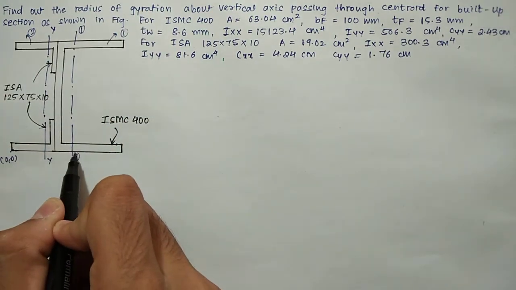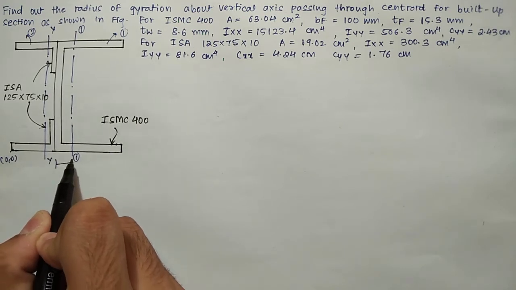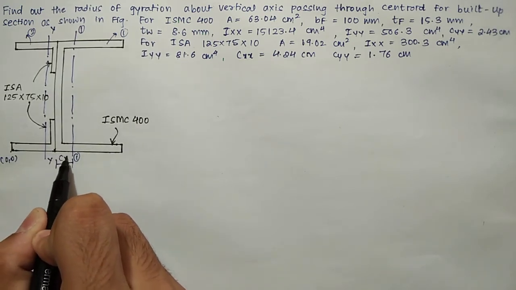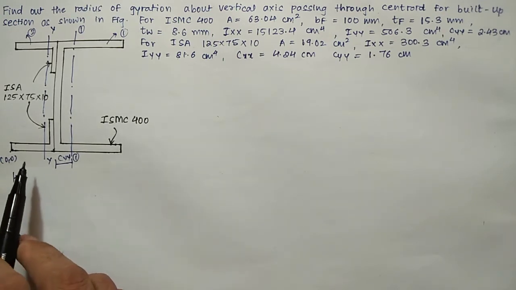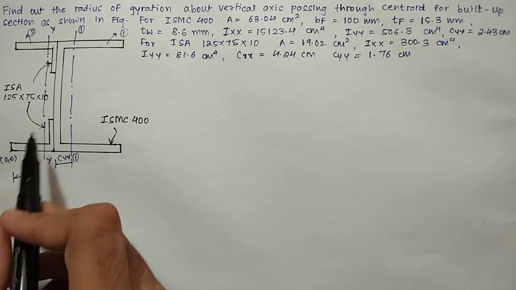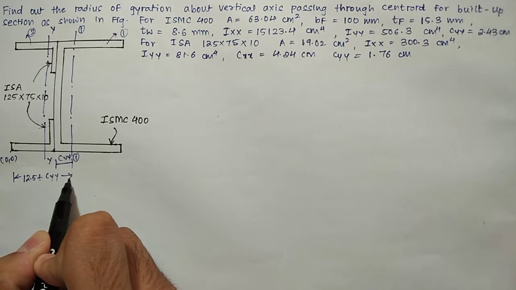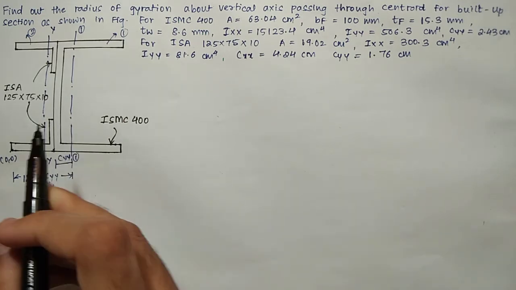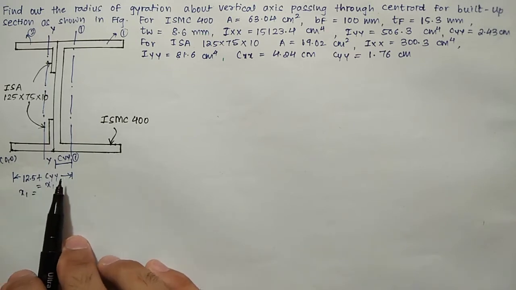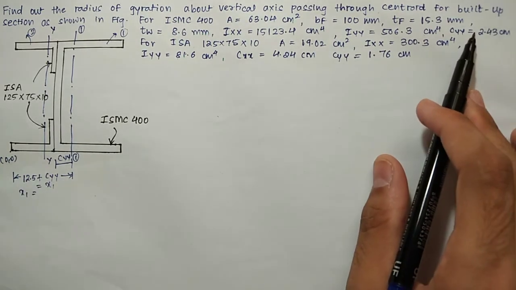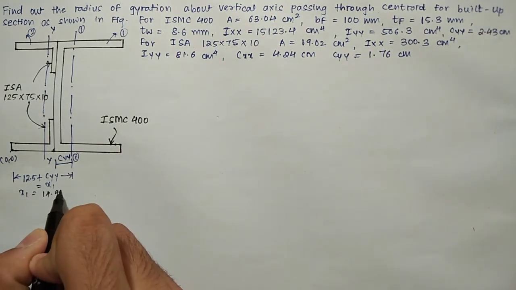So this will be the YY axis for the channel section, and let us consider this as axis 1-1. And we know that the centroid for the channel section will be lying at a distance of CYY from this end. So the total distance will be 12.5 cm plus CYY. This will be x1. So the value of x1 is 12.5 plus CYY, and the value of CYY is given as 2.43 centimeter. So the value of x1 will be 14.93 centimeter.